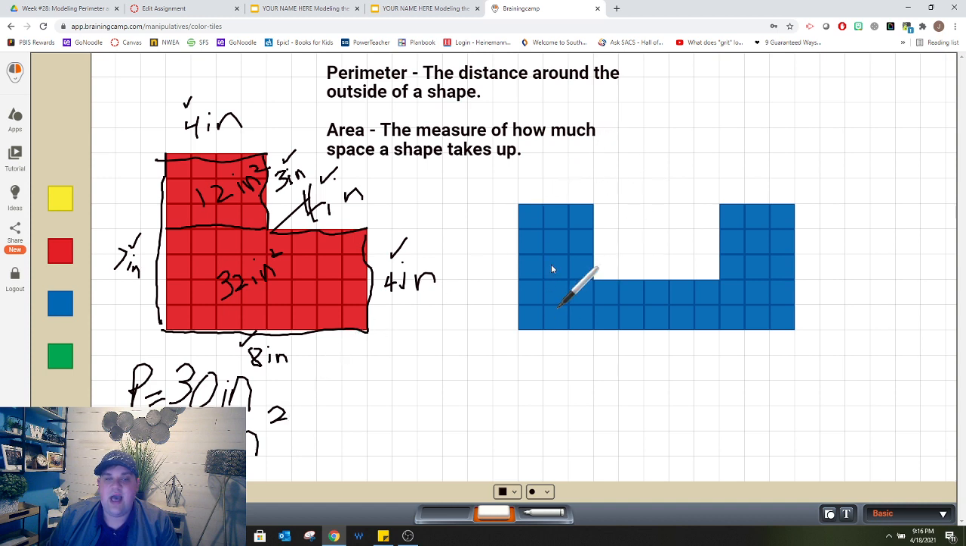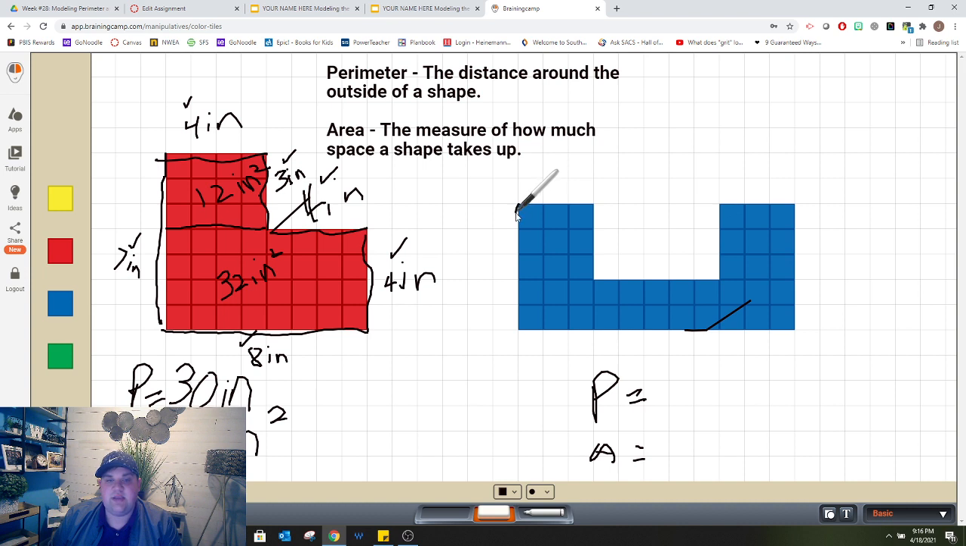Now, I want you to do the same kind of thinking over here with this shape. I want you to find the perimeter and the area. If you'd like, you can draw this on your desk. You can recreate it in Braining Camp, or you can get out tools and use your 1 square inch tiles to create this as well if you need that. But I want to know first the perimeter. Go ahead and enter that into PlayPosit, and then we will check it together.